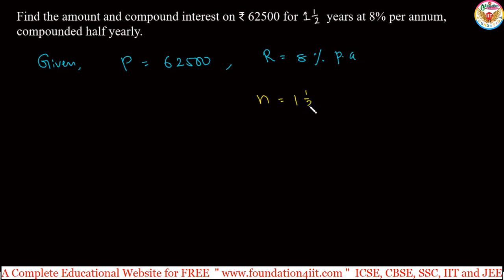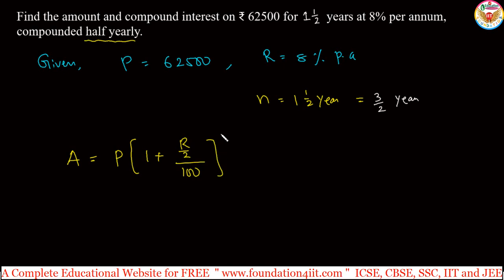n is equals to 1 1 by 2 years. If you convert the mixed fraction to improper, 2 ones are 2 plus 1, so 3 by 2 years. n is equal to 3 by 2. n is in terms of years only, and R is the rate of interest per annum. But because it is compounded half yearly, the formula for the amount is A is equals to P into 1 plus R by 2 by 100 to the power 2n. In the place of n, 1.5 years means a total of 3 half years. Automatically 3 will come in this place.